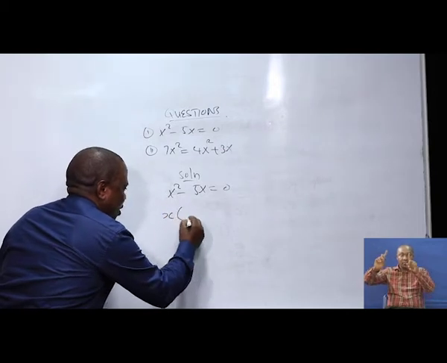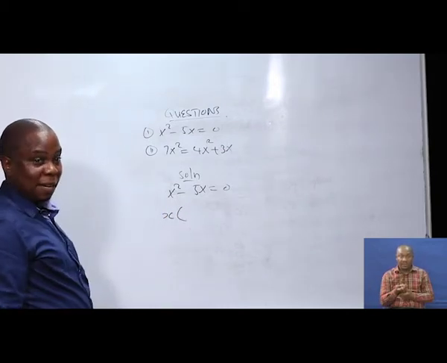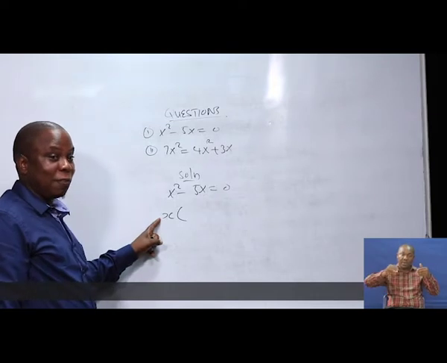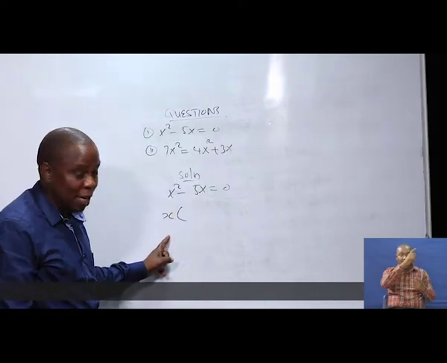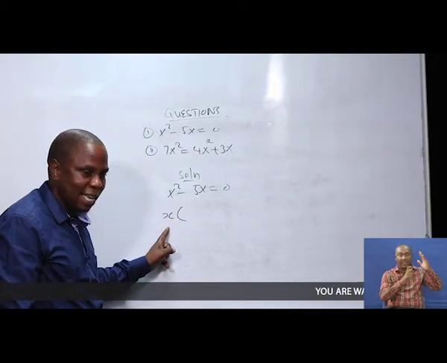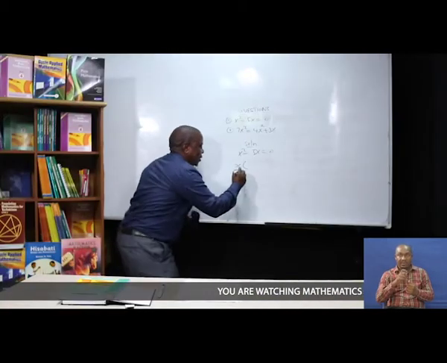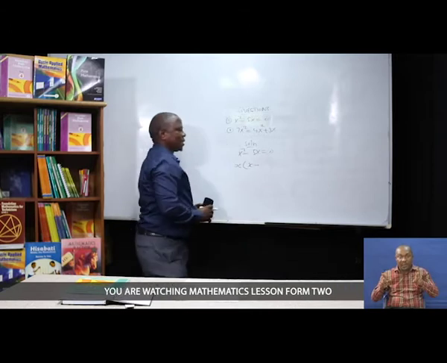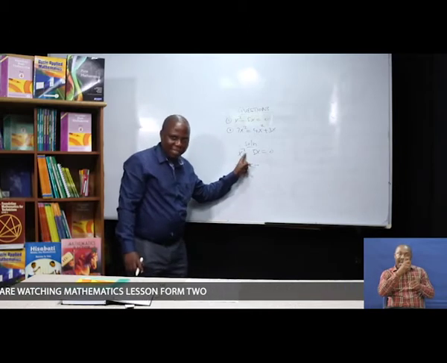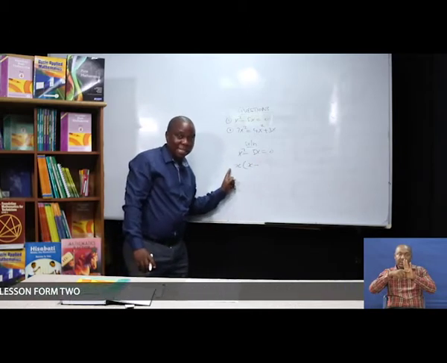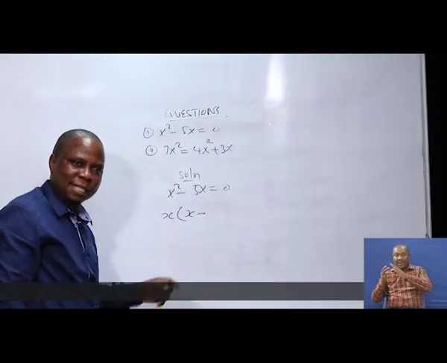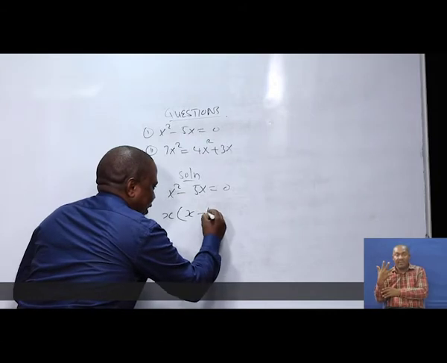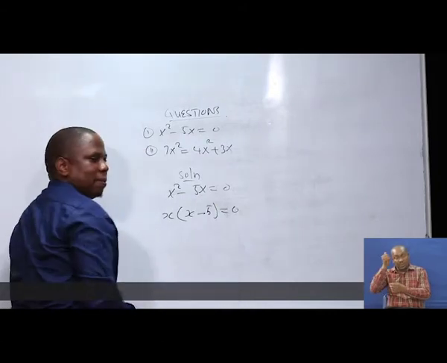Take x out. As I have said, taking x out, don't forget, is the same as dividing each of these by the term you have taken out. So if you divide x squared by x, you remain with x. Write it there: x minus, we have 5x here. We have taken x out. It's the same as dividing 5x by x. So you remain with 5 here. This is equal to 0.